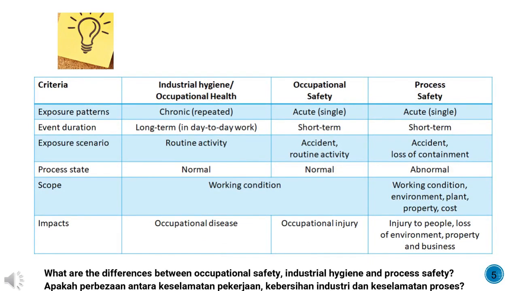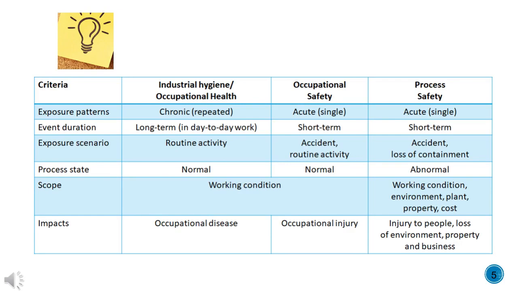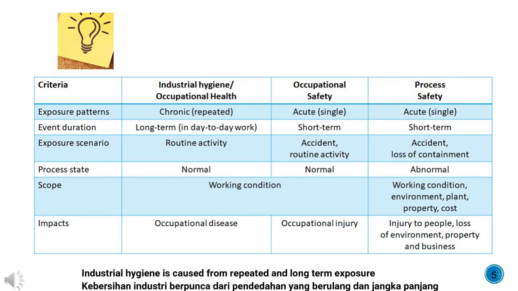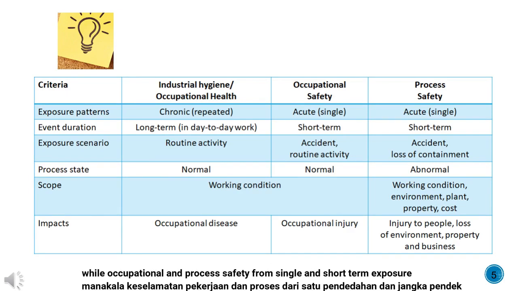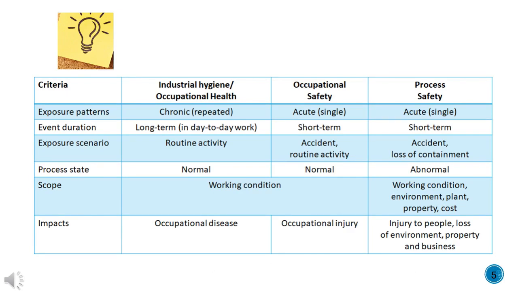So, what are the differences between occupational safety, industrial hygiene, and process safety? Industrial hygiene is caused by repeated and long-term exposure, while occupational and process safety are from single and short-term exposure.